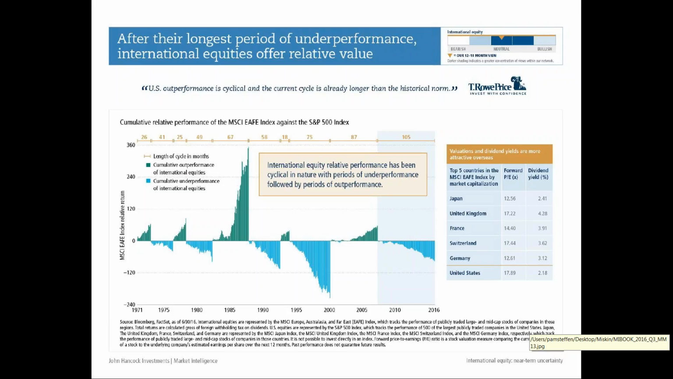But what happens is it's cyclical, right? So in the green, you could see it outperformed, and then the light blue would mean that the U.S. outperformed, and you go left to right. So international developed equities outperformed, and then they underperformed. They meaningfully outperformed in the 80s, and then they underperformed in the 90s, and then they outperformed in the 2000s. Now that was 2000 to 2008.